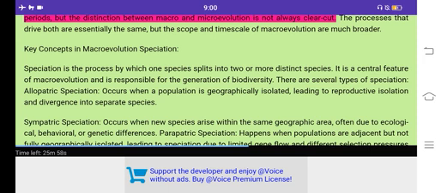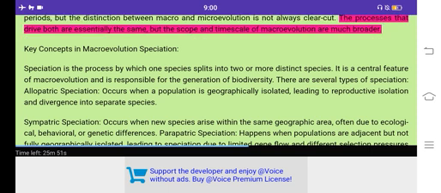Macroevolutionary processes can be observed as the accumulation of microevolutionary changes over long periods, but the distinction between macro and microevolution is not always clear-cut. The processes that drive both are essentially the same, but the scope and timescale of macroevolution are much broader.